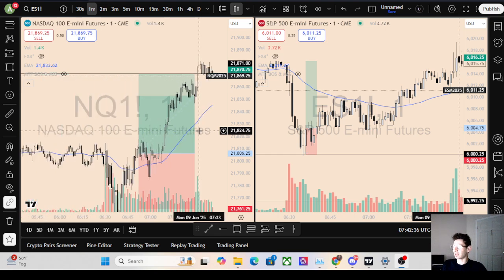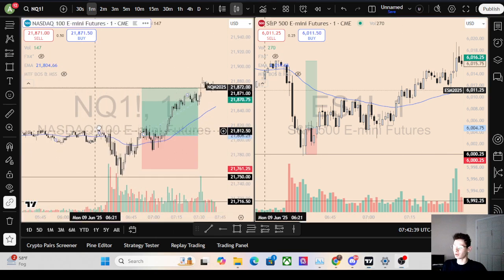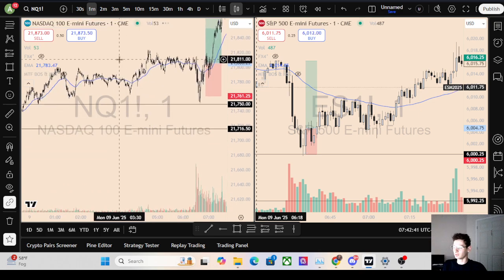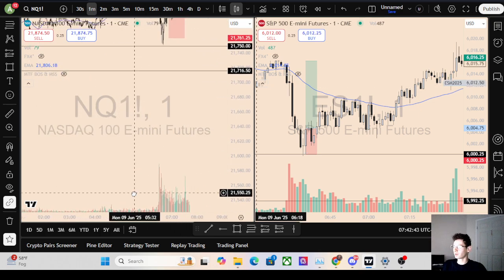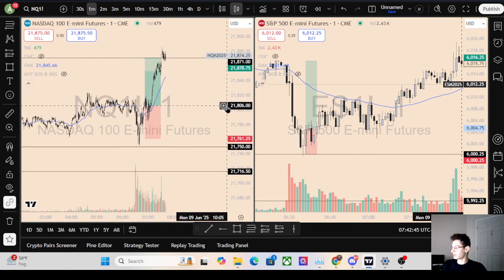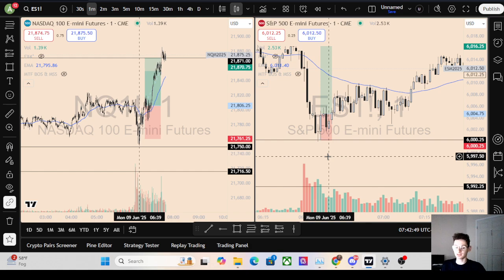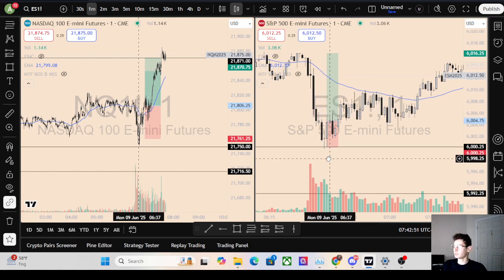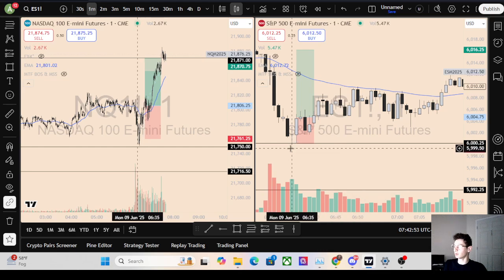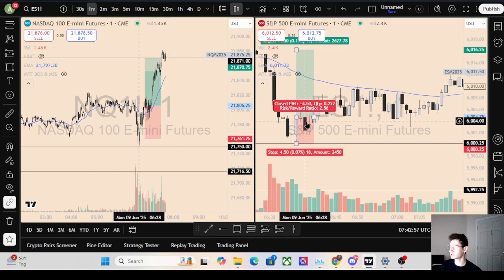I marked my areas of liquidity, marked my previous day highs and previous day's lows, which is down here. That being said, I did the same thing on ES. I marked my areas of liquidity as far as my London session and as far as my Asia session. ES did sweep the London session liquidity, which resulted in me entering into a position.